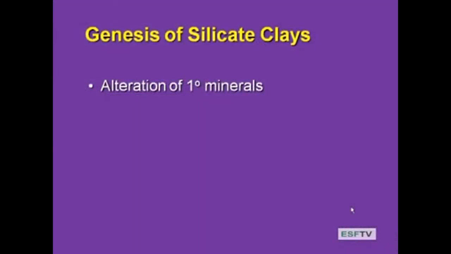Where do clays come from? We know that silicate clays come from aluminosilicates, those primary minerals that we talked about at the beginning of the course, things that had aluminum and silicate. And they are altered. The weathering of the aluminosilicates generates silicate clays.